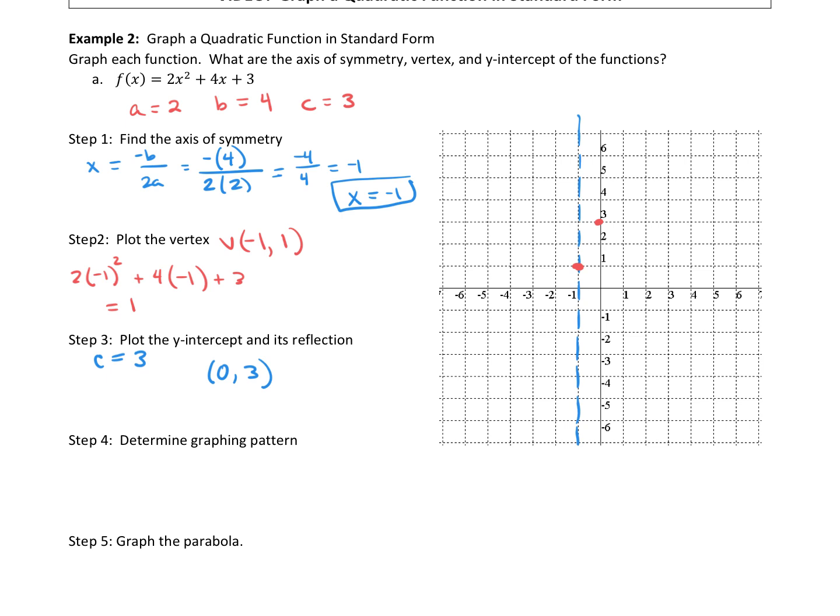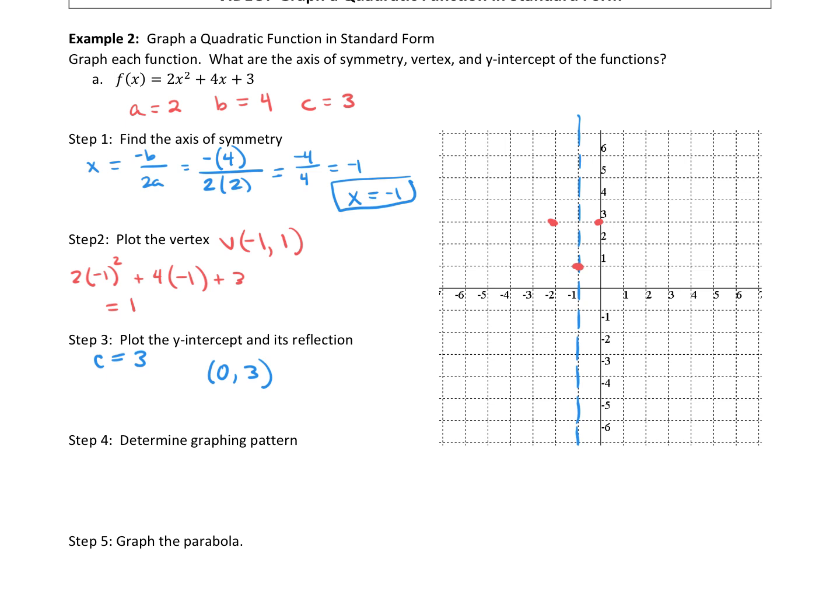That's a symmetry line going down the center. So this point up here at 0, 3 is 1 unit away from the axis of symmetry. So I can go 1 unit on the other side, and there's its reflection point. So the y-intercept actually gives us 2 more points on our parabola.